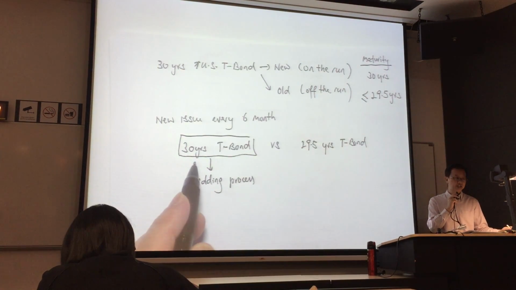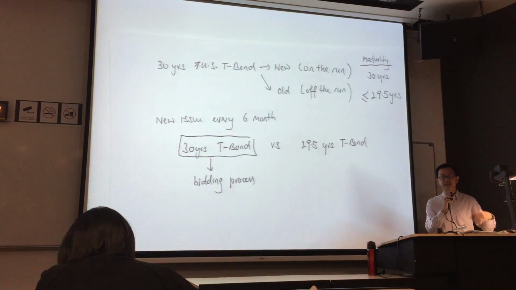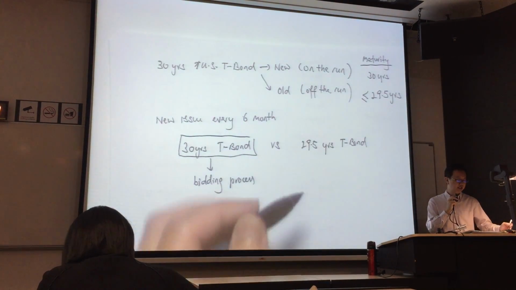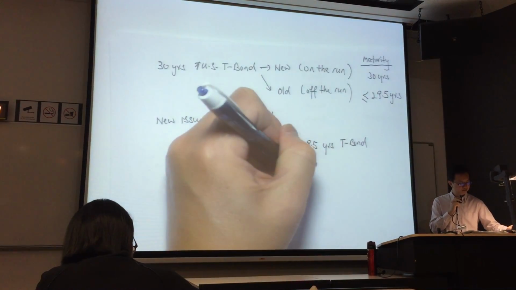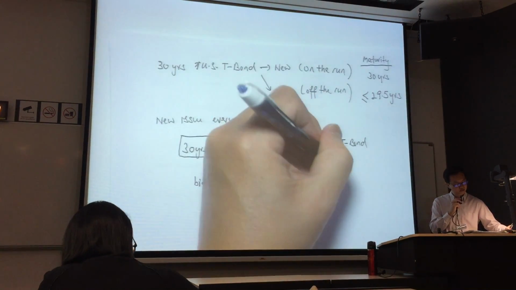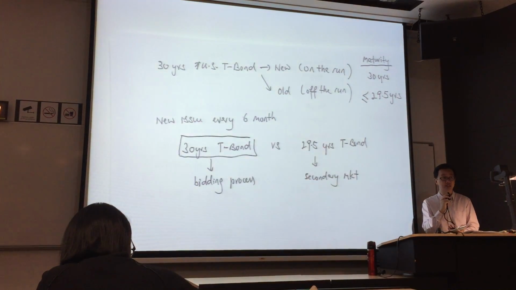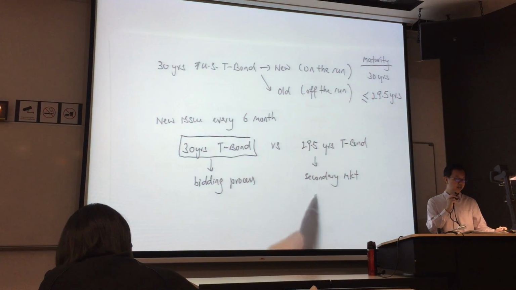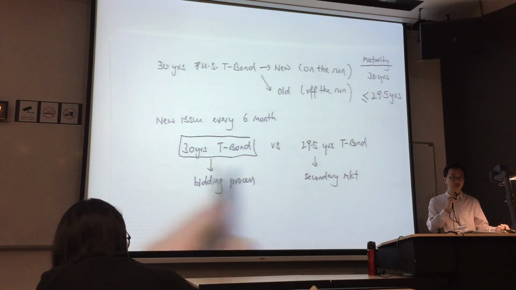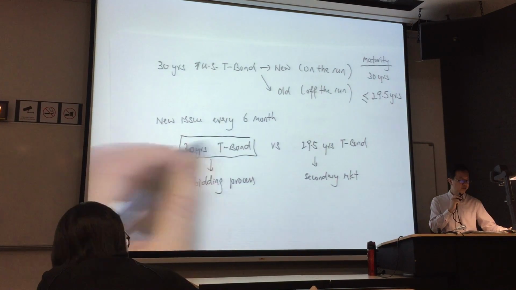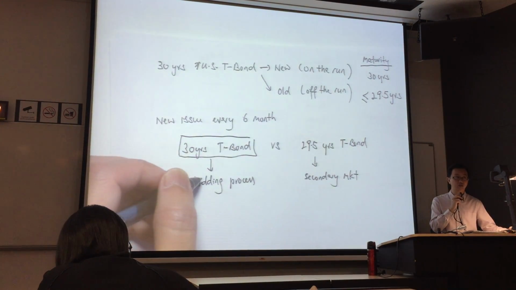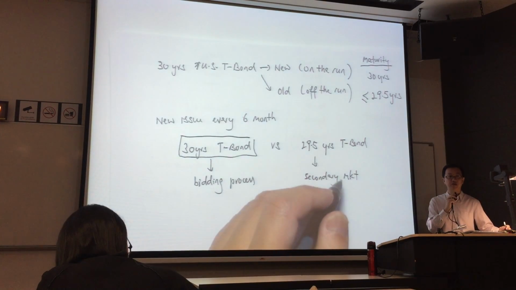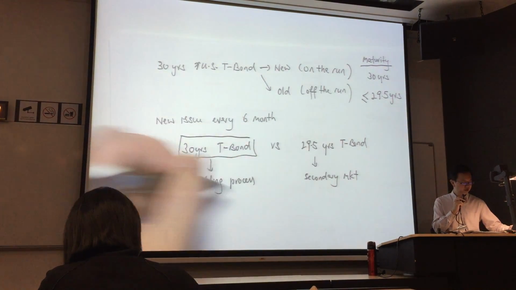But once the 30 years bond turns off the run, because there's a new issue coming up, it is traded in the secondary market. It's not subject to the bidding process. It is traded in the secondary market. So the price starts to normalize. So the price becomes relatively lower, and the yield is higher. So when comparing the two, this 30 years bond is deemed to be overvalued compared to the 29.5 years bond. All right. So there's this observation.